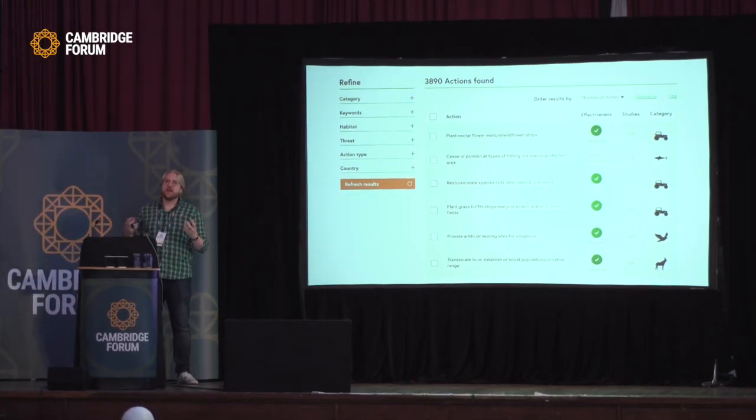And what we do is we find all the studies that have tested how effective these things are, collate them in one place, and summarize the findings from those studies into roughly 200-word paragraphs. And so anyone doing any kind of conservation could go to our website and find out whether there's evidence to support or refute the things that they're planning to do.